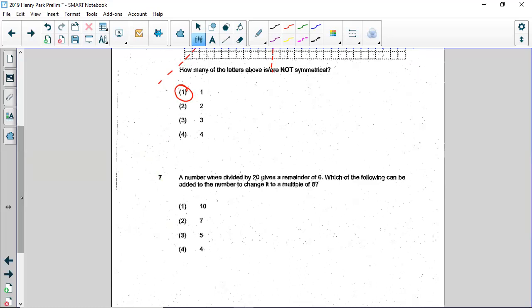All right, the question gives you clues on what method you can use. So what is the clue? A number when divided by 20 gives a remainder of 6. That is a clue. The whole sentence is a clue already, which is systematic listing.